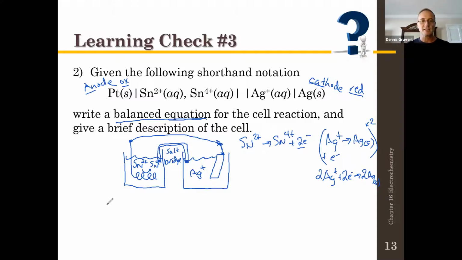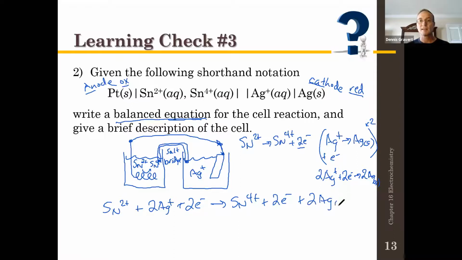So list all your reagents: Sn2+. That's the reagent on this half reaction. Reagents over here are 2 silver cations and 2 electrons. Those are all my reactants. Products: I got Sn4+ and 2 electrons. Those are all my products. And the other product is 2 Ag solids. And you know what? I probably should be adding my physical states.